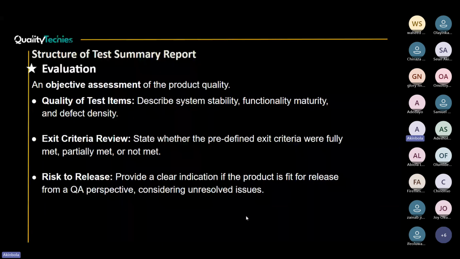Another section that should be in your report is evaluation, right? An objective assessment of the product quality. That's a simple definition of what evaluation is in your report. So quality of the test items, you describe the system stability, the functionality, maturity, and defect density throughout your testing. How often were you getting defects? How often were the defects being resolved? And the defects, are they major? Are they just minor things?